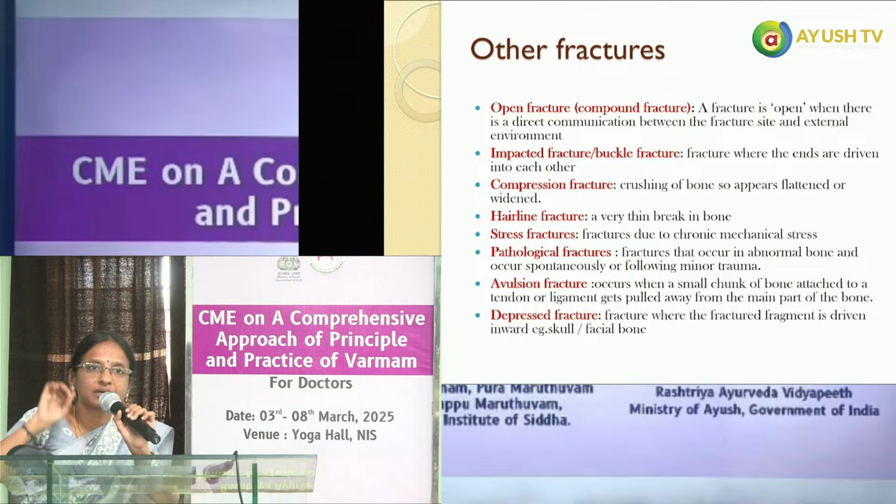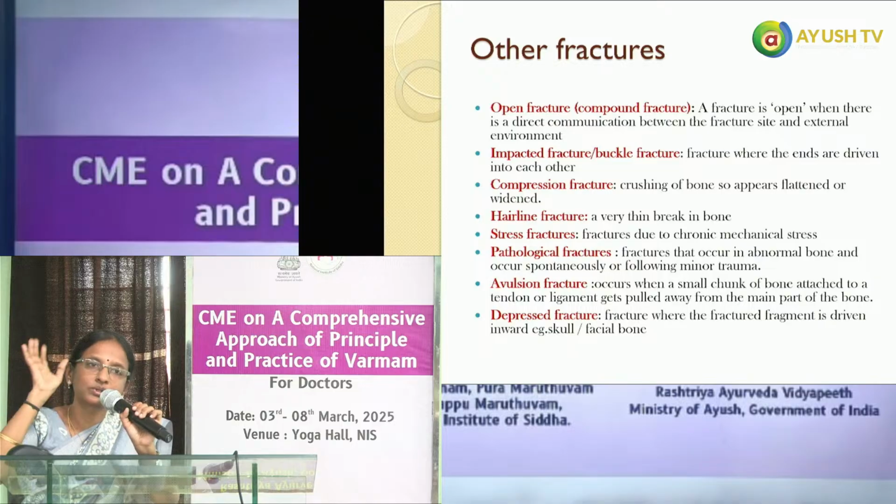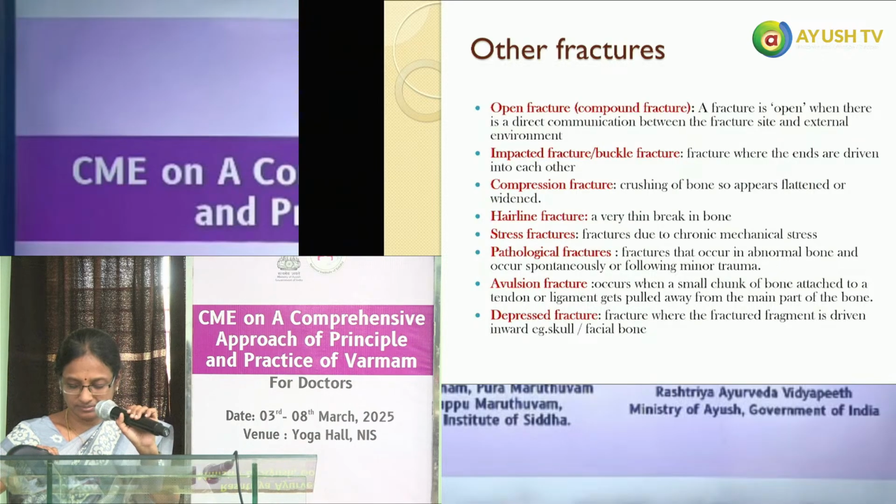Avulsion fracture. Avulsion fracture is a small segment of the bone, or a chip of the bone, or a chunk of the bone gets detached. Main bone ல இருந்து ஒரு சின்ன piece, chip of the bone will come out. அது வந்து ஒரு டெண்டன் இல்லைன்னா ஒரு லிக்மெண்டோட அட்டாச் ஆயிருக்கலாம். இன்ஜுரி போது that will get pulled away, so the small piece will come out. That kind of a fracture is called avulsion fracture.